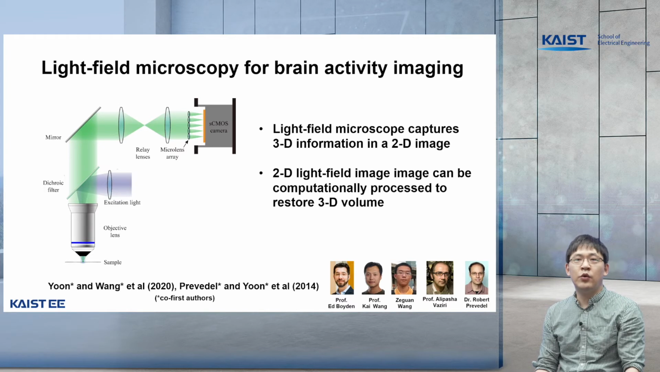Okay, let me go into a little bit more detail about imaging brain activity. Light field microscopy is a technique for capturing 3D information in a 2D image, which can be computationally processed to restore the 3D volume. We decided to apply and advance this technique for capturing the brain activity, and that is because this approach allows us to perform 3D imaging at the speed of the camera, which can easily go beyond 50 Hz, whereas other competing methods could only go about a few Hz.